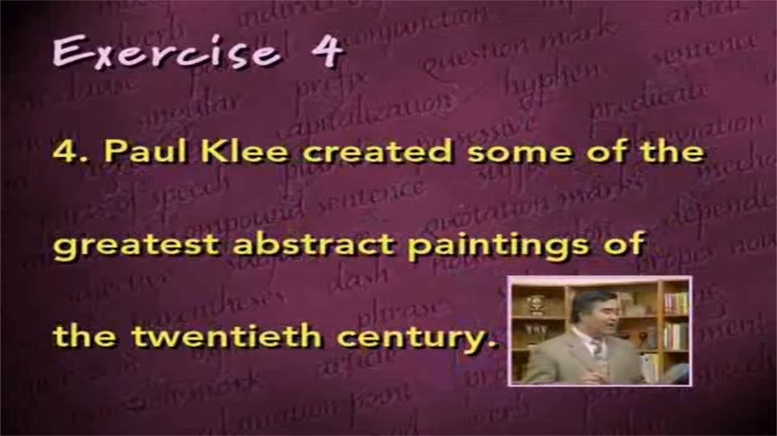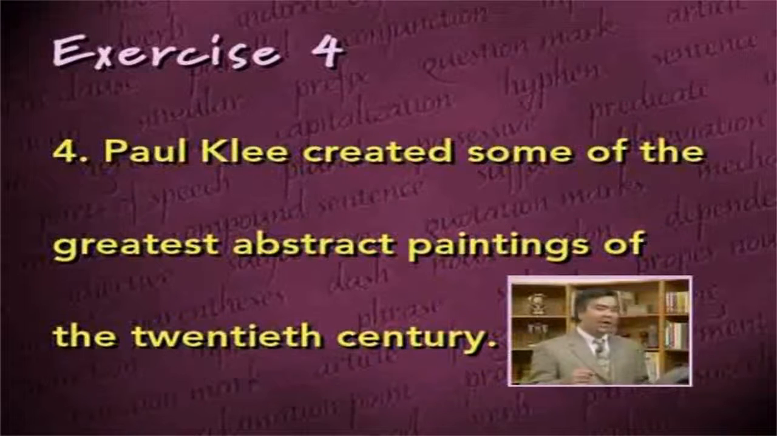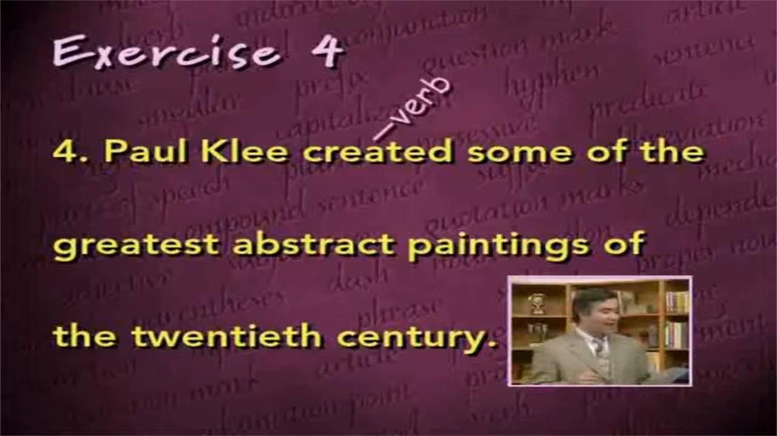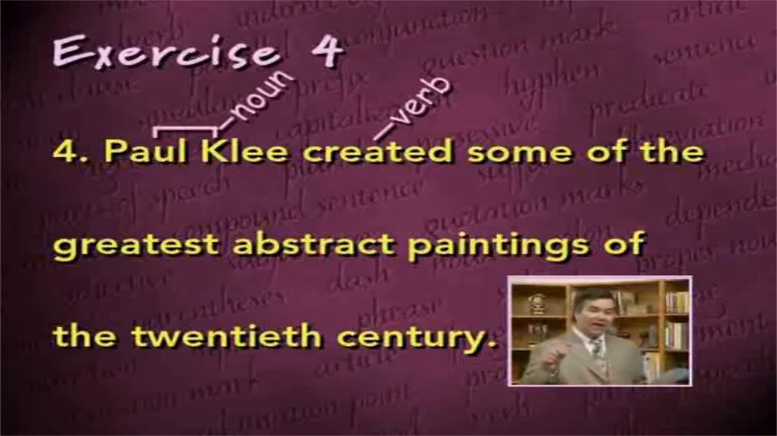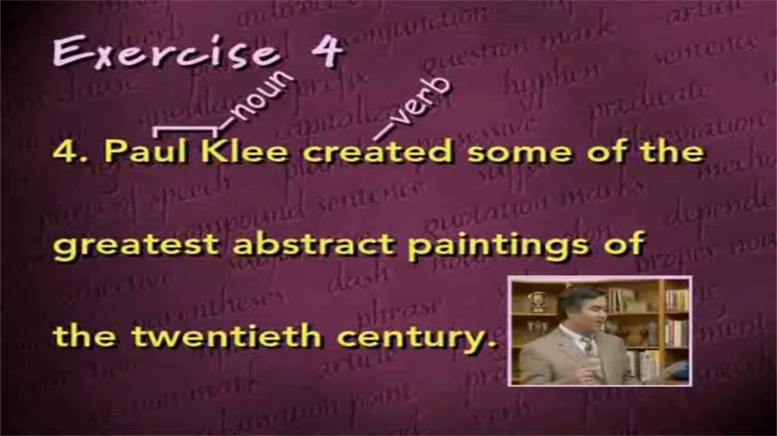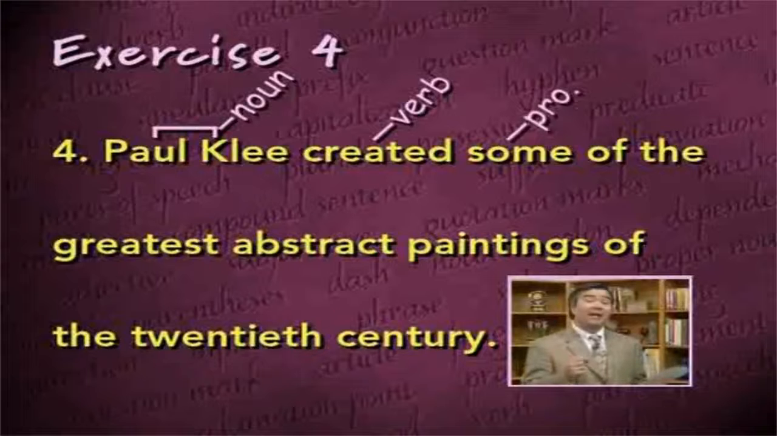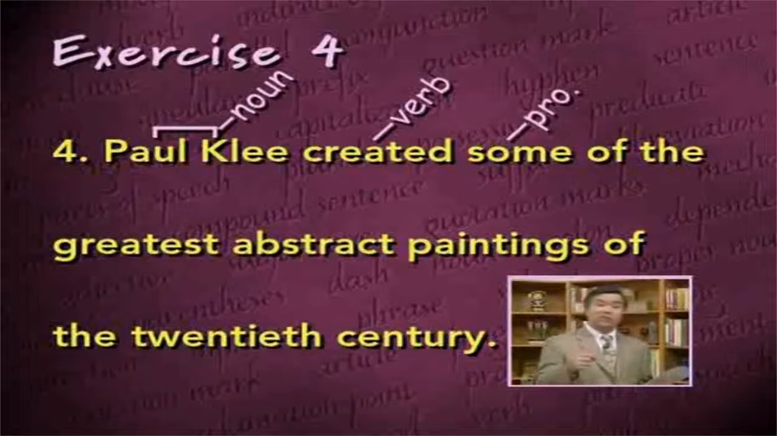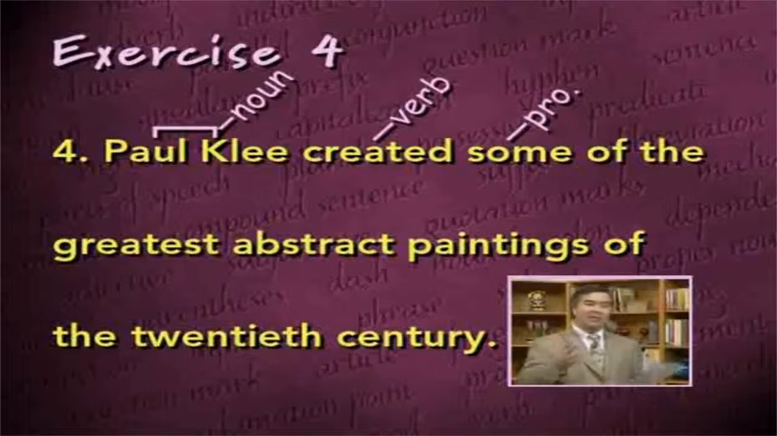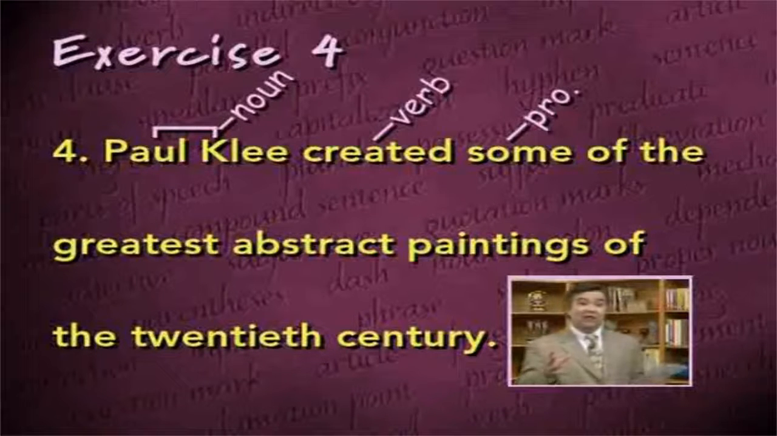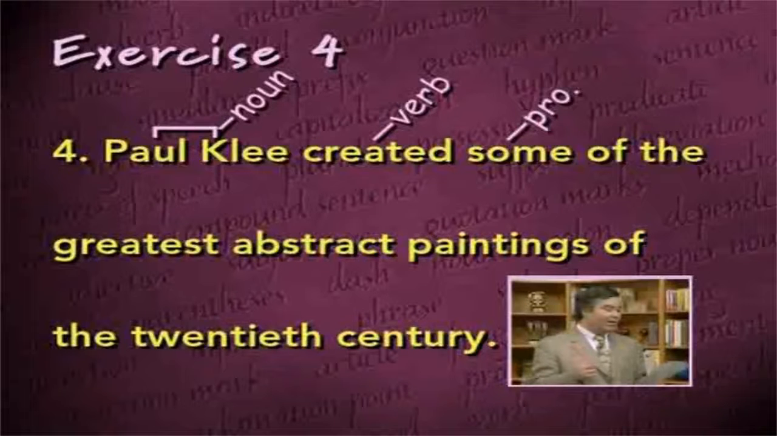Paul Klee created some of the greatest abstract paintings of the 20th century. The verb here is created, and the subject is the noun Paul Klee, a proper noun naming a particular person. Now let's look at the rest of the sentence. Some is a pronoun. Remember, we talked a bit about indefinite pronouns, pronouns which refer to some unnamed thing or group of things. And the some here is referring to an unknown or unidentified group. So it is a pronoun, an indefinite pronoun.